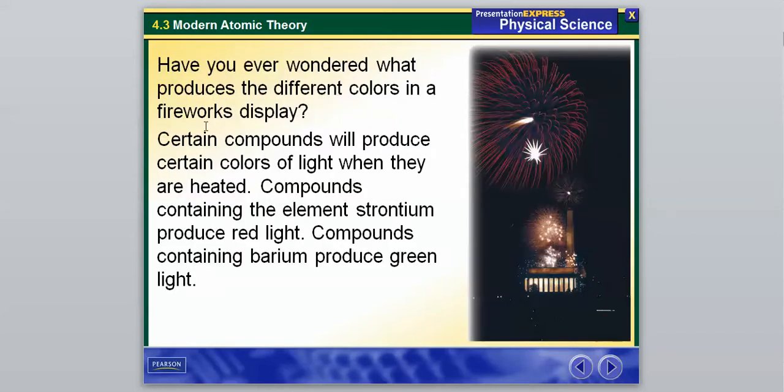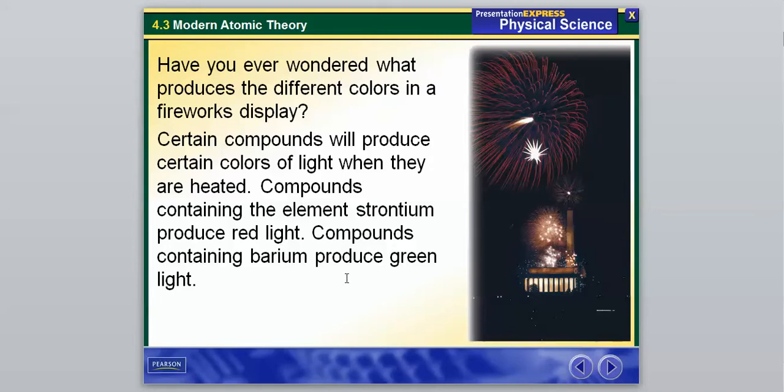To start, it always asks us a question here, and this is a pretty cool example of why we need to know about our modern atomic theory, because it talks about firework colors. They're wondering why different fireworks show up as different colors in fireworks displays. Certain compounds will produce certain colors of light when they are heated. Compounds containing the element strontium produce red light. Compounds containing barium produce green light.